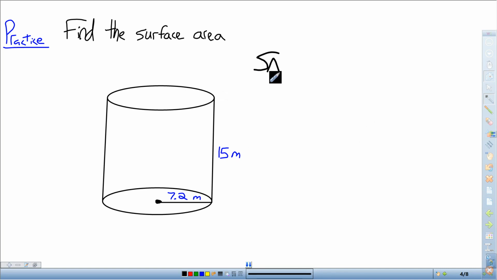Okay, I'm going to start by just plugging stuff in because I feel like we're getting pretty good at this. So 2 times the area of the base. The base is a circle, so it's pi r squared. Our radius is 7.2, so pi 7.2 squared, plus the circumference, which is 2 pi r, 7.2, all right, and then times the height of the entire thing, 15.